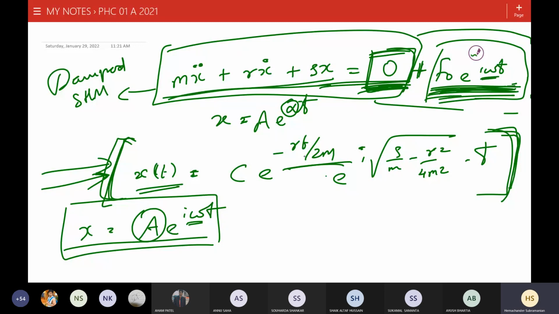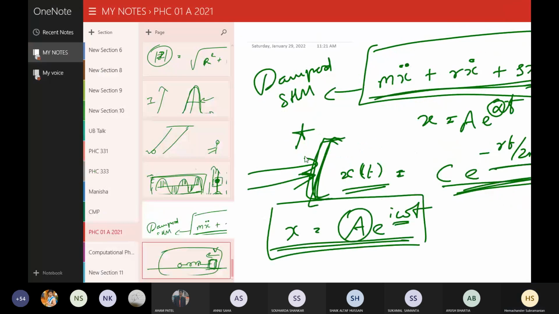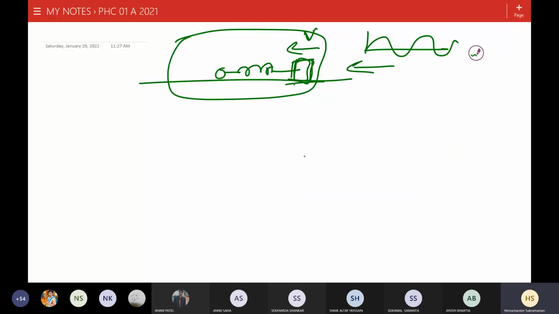So the system is already doing something, even before you apply your force, and that is this solution. There is an oscillatory part and a damping part. This is going on even before you apply your force, so you need to add that. Okay, so then you're going to find the new solution now. Your new solution is x equals A e power i omega t. You're going to substitute that. Do you want me to do the math? Yes, sir.